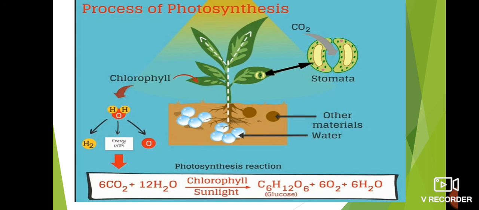ATP means adenosine triphosphate. This energy is used for the reduction of carbon dioxide into carbohydrates. Here glucose is the carbohydrate. This reaction of photosynthesis can be summarized as carbon dioxide plus water. Carbon dioxide is present in the atmosphere and water is absorbed from the roots, in the presence of chlorophyll present in chloroplast and sunlight. It gives rise to carbohydrates, nothing but glucose, and oxygen is released during the process of photosynthesis. Oxygen is released into the atmosphere along with water molecules.